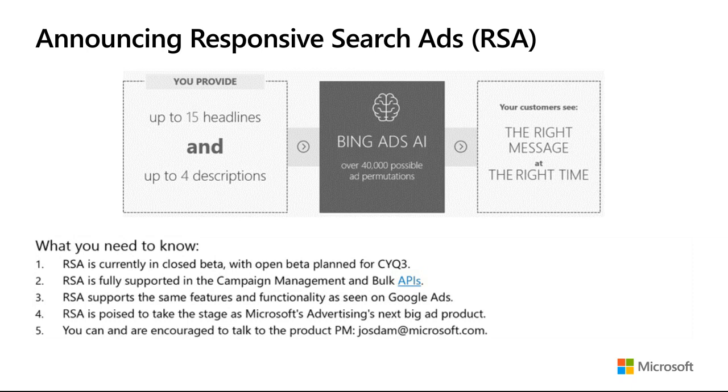At a high level, if you're familiar with Google's responsive search ads feature, we're offering the same features and functionalities. So what you've come to expect and know at the high level on Google is analogous on Bing. We're really excited to be working on RSA, and tests are certainly going well. So we feel confident that RSA is poised to take the stage as our next big ad product.